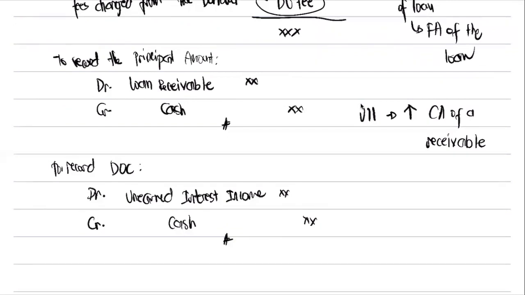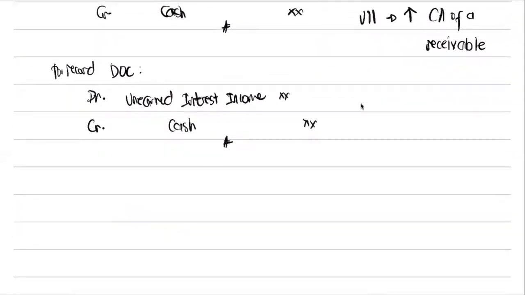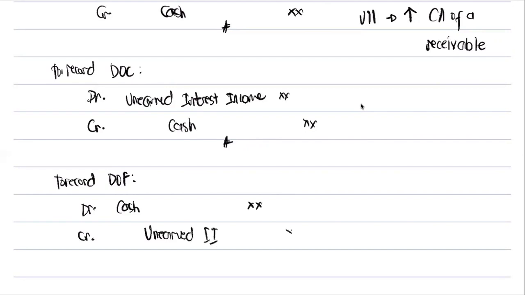If we have unearned interest income. Next, how about your origination fees? To record direct origination fees, we debit cash, we credit unearned interest income.